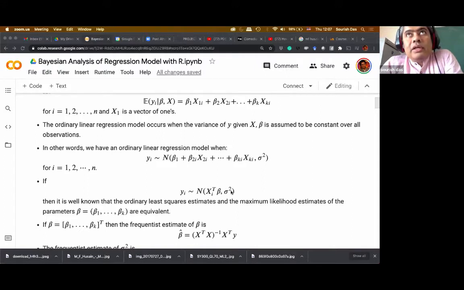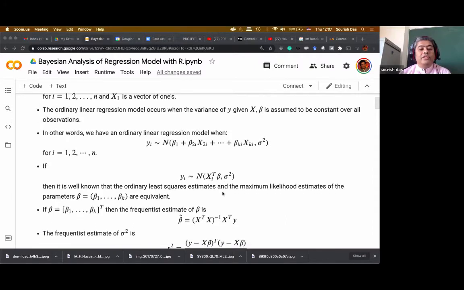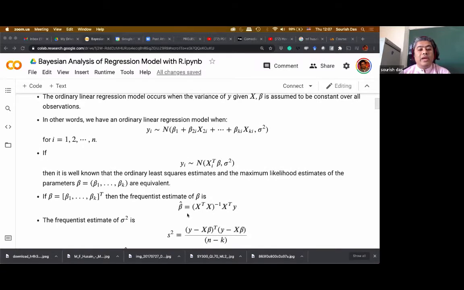Now, in standard frequentist or classical statistics, we typically use ordinary least squares estimates for beta. Beta and sigma square are the unknown parameters. It turns out that the ordinary least squares estimate is also the maximum likelihood estimate for beta. They're exactly the same. The frequentist ordinary least squares estimate is beta hat, which is (x transpose x) inverse x transpose y. So this is the solution that we have.